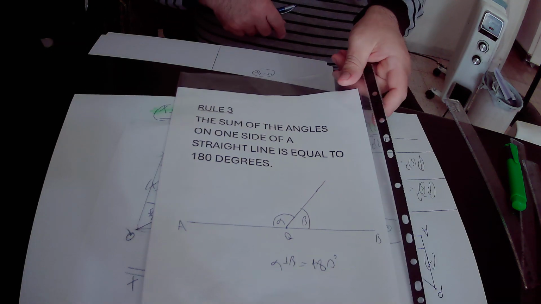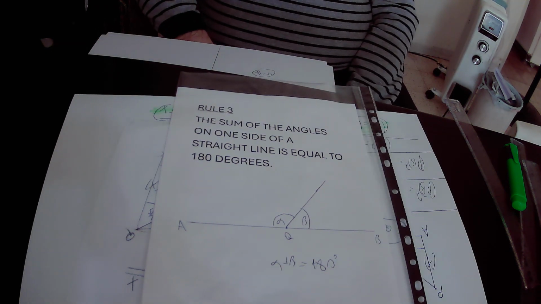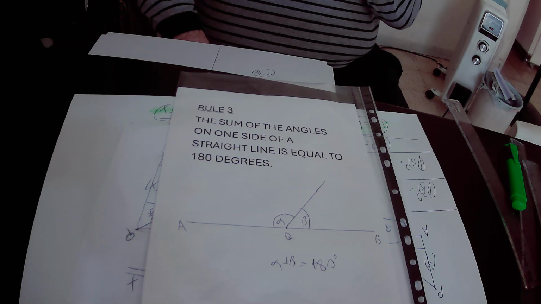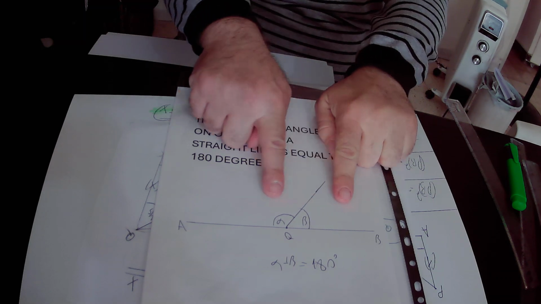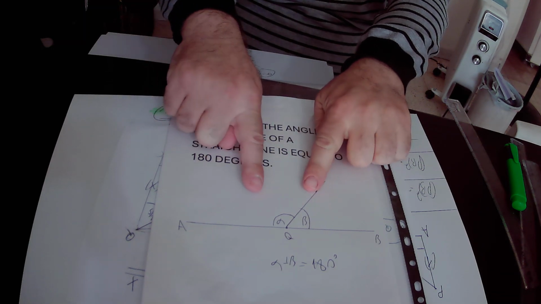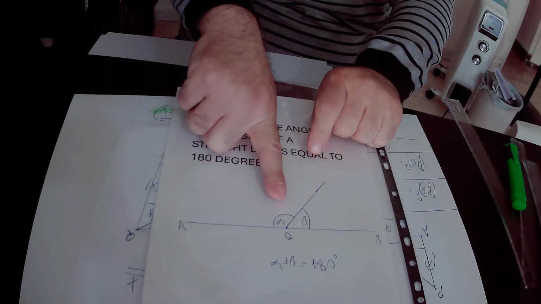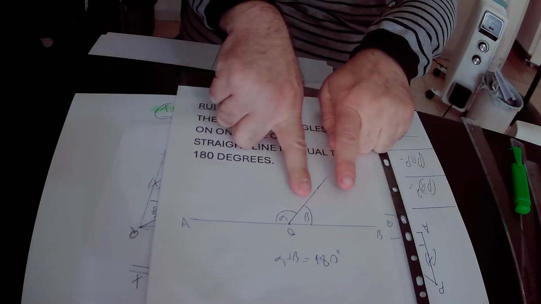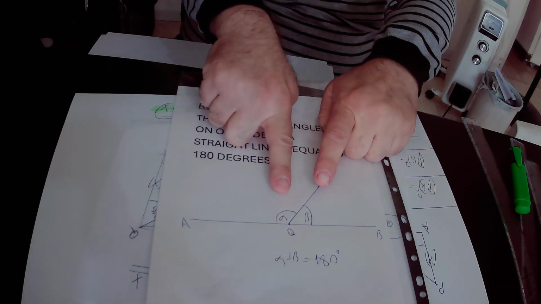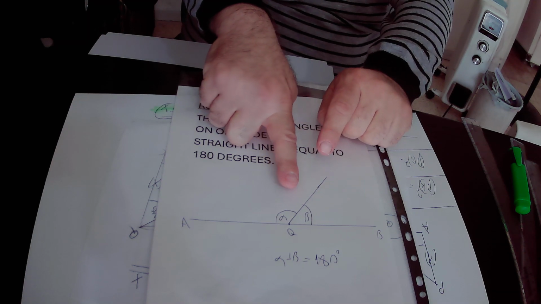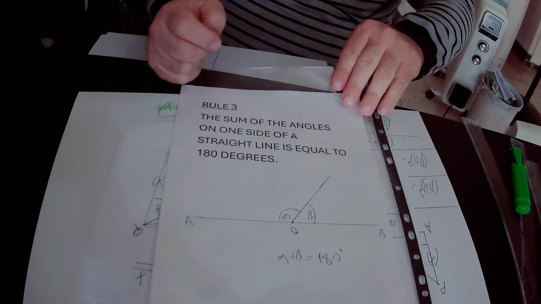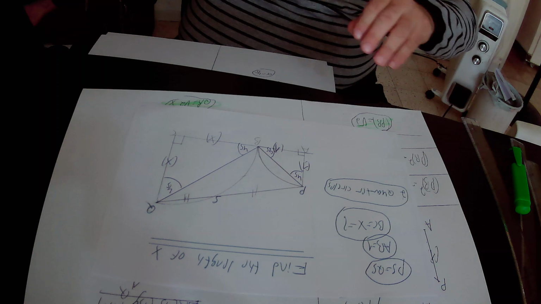According to rule number 3, the sum of the angles on one side of a straight line is equal to 180 degrees. So in the drawing, we have the straight line AB. If we focus on the upper side of the straight line AB at point Q, here the sum of the angles must be equal to 180 degrees according to rule number 3. So which angles do we have at the upper side of AB at point Q? We have this angle alpha and angle beta. So in total, alpha plus beta must be equal to 180 degrees according to rule number 3. So we can actually implement rule number 3 in our drawing.